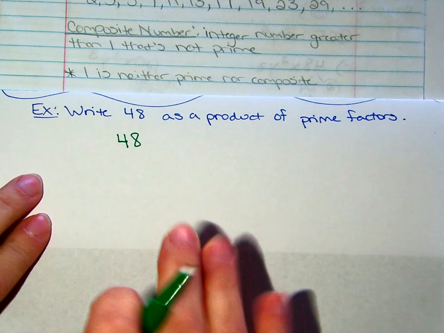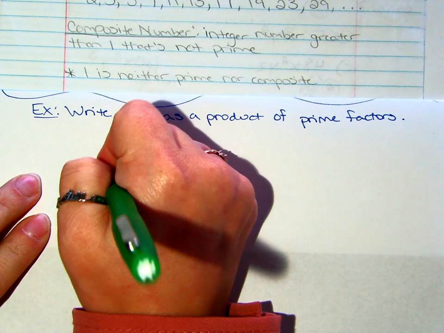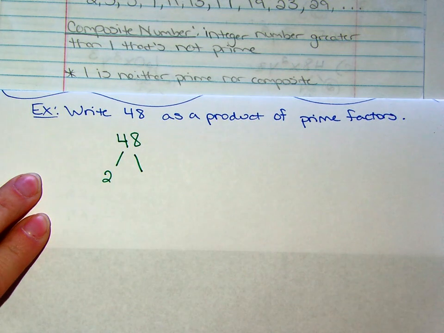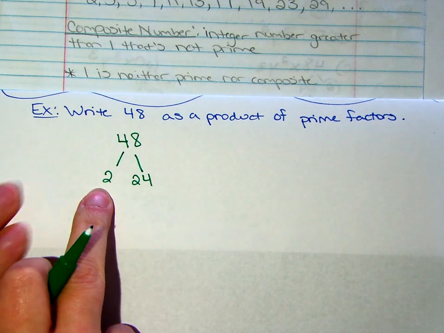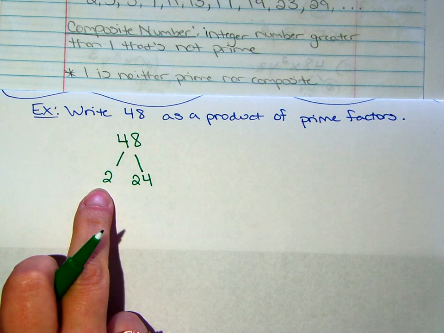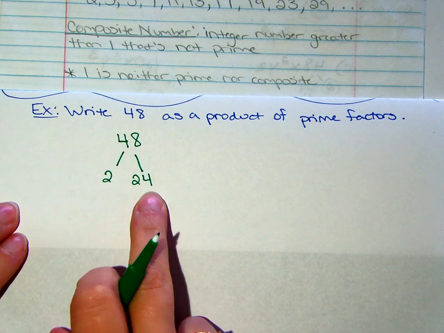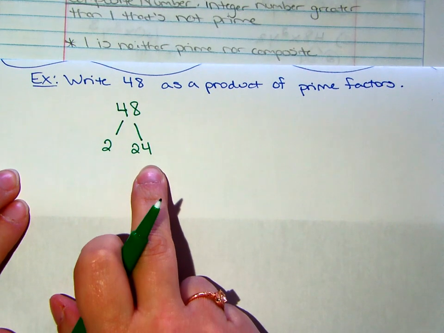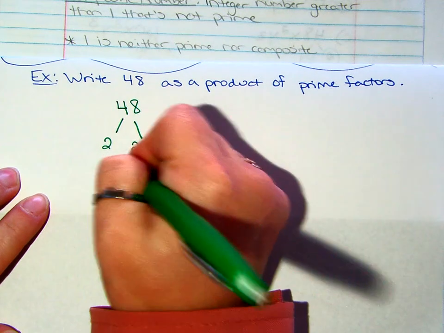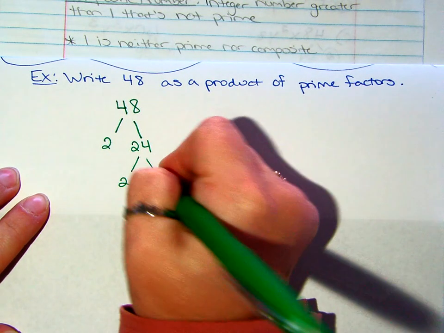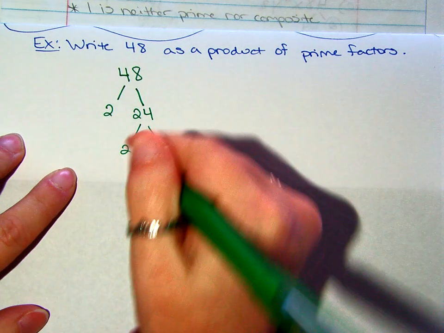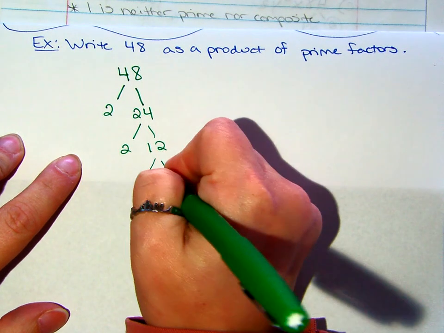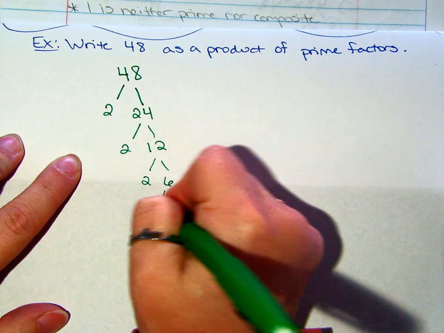So I can take out a 2. 2 times what will give me 48? 24. Now 2 is prime. So as soon as you hit a prime number, your branch is done. Like it stops moving. Now what times what will give me 24? 2 times 12, okay? 2 is prime. What times what gives me 12? Okay, we're going to keep going with the 2s, I see. And then 6 is 2 times 3.